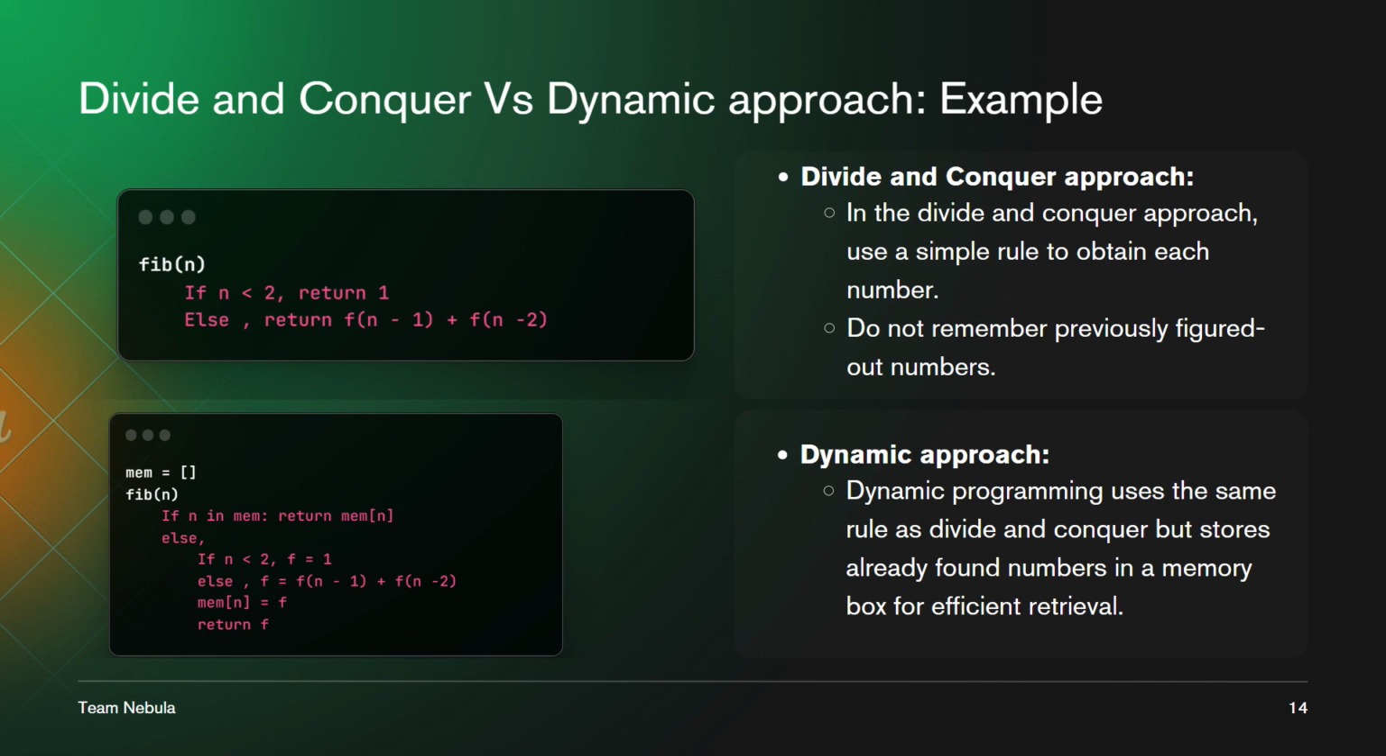So, with dynamic programming, we use that same rule, but we are smarter about it. We remember the numbers we have already found and keep them in a memory box. This way, when we need a number again, we don't have to work it all out over again. We just grab it from our memory box. So, whether you are tackling a puzzle or crunching numbers like the Fibonacci series, choose the strategy that fits the situation. Sometimes it's about quick fixes and other times it's all about the long game and efficiency.